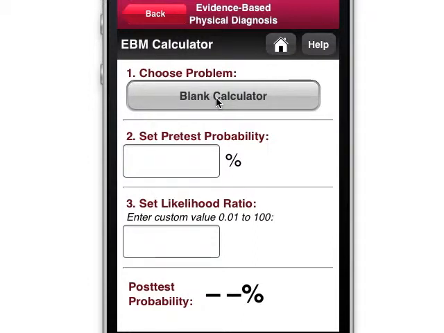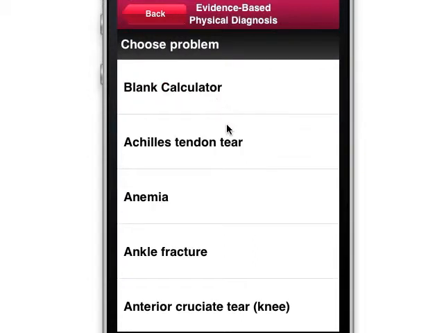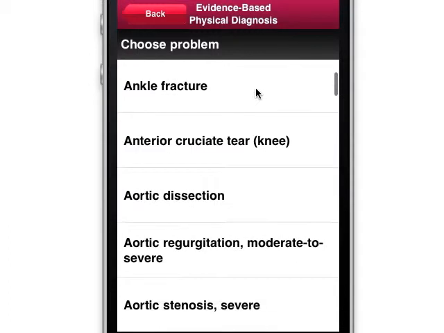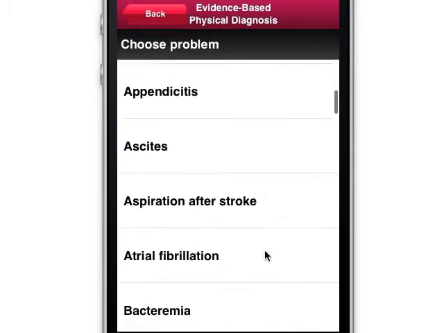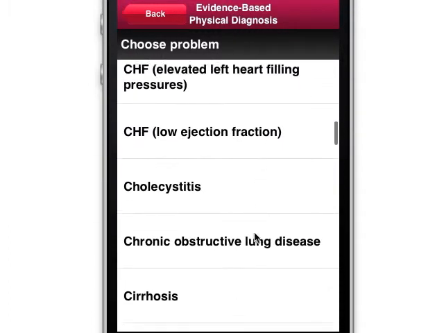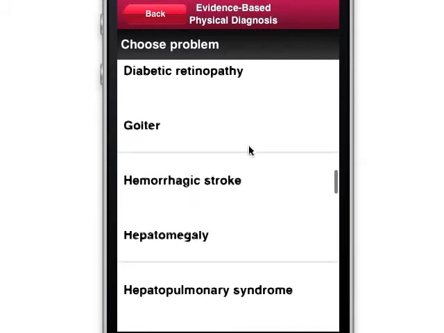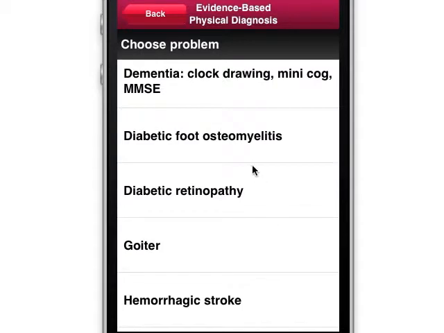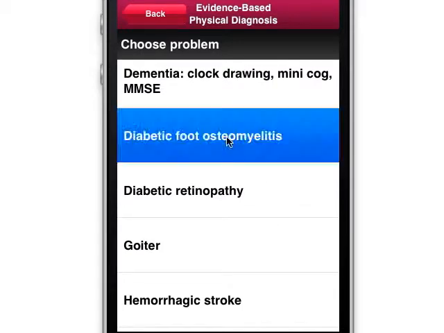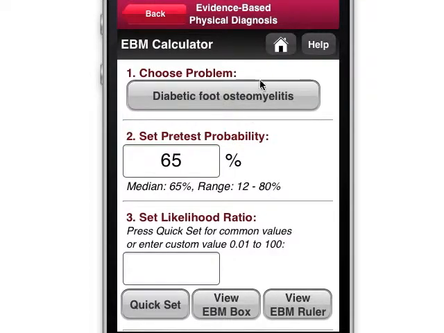or the actual calculator, go from the ruler to the calculator. The calculator really is the easiest way to run these things. You could go down to here. Let's see if we go to our diabetic foot here. Here we go. We're talking about diabetic foot osteomyelitis. So now, once you're thinking that they may have osteomyelitis, their pretest probability is quite high.